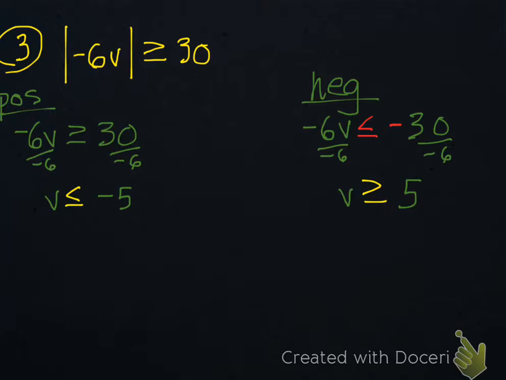Okay, so now we've got our negative 5 and our positive 5. We're going to put those on our number line. Remember, the negative 5 goes on the left, positive 5 goes on the right. And I see that both of these have a nice, big, beautiful dot.